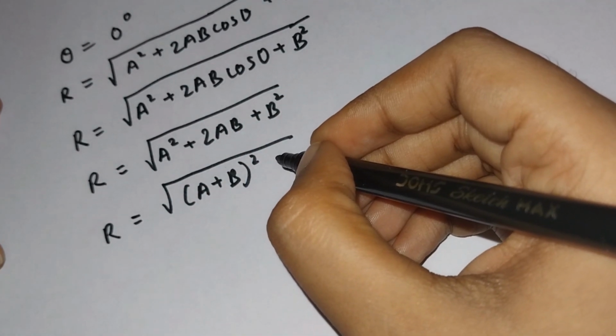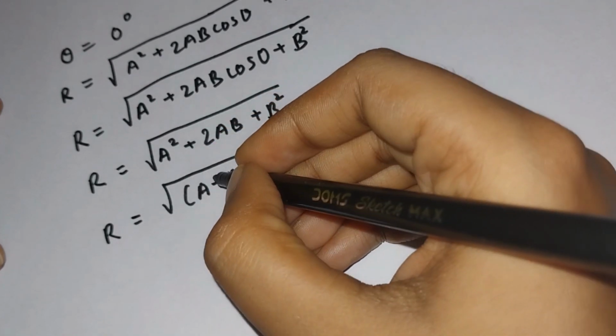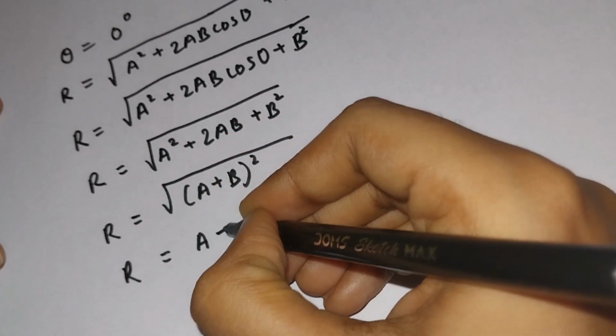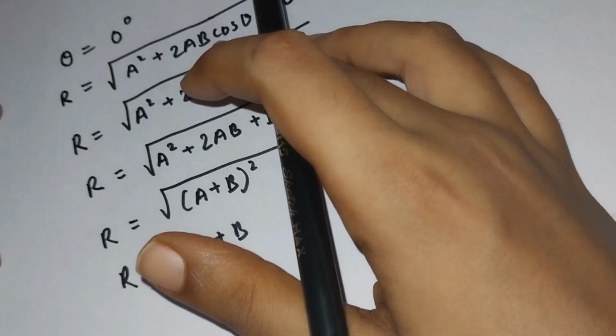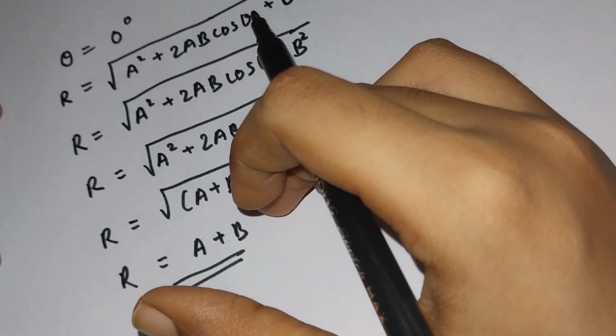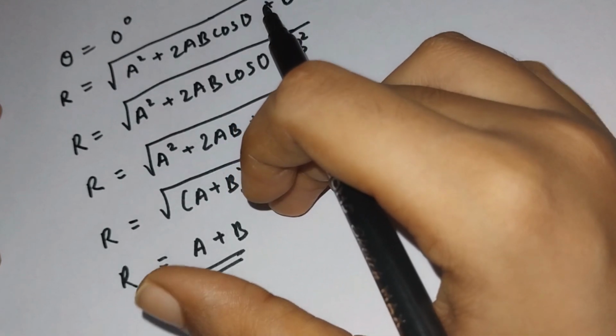Now when this term comes outside of the square root, we will get r is equal to a plus b. So when the angle theta is 0 degree, the resultant is maximum. The resultant vector has its maximum magnitude, a plus b.